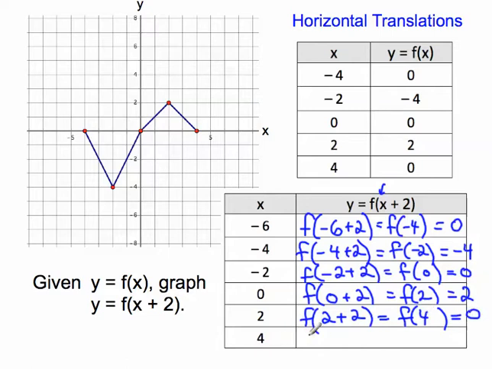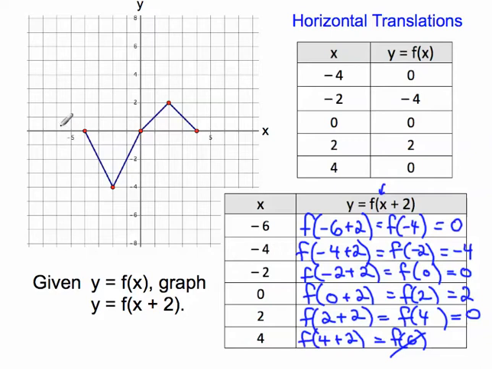Now, we had 4 on the table above, but look what happens here. When x is 4, f of 4 plus 2 is f of 6. But there's no definition for f of 6 up here. And if you look at the graph, there is no f of 6 because the graph doesn't go that far. So we're just stuck there, which means that the new graph is not going to exist when x is equal to 4. So let's take a look at what all of these mean.